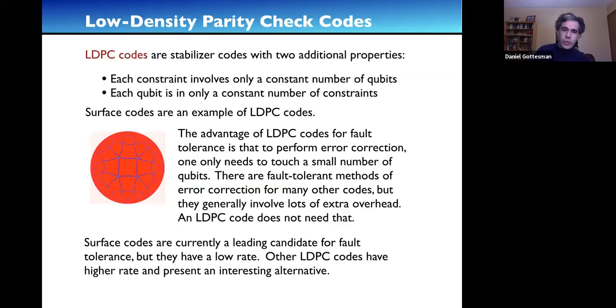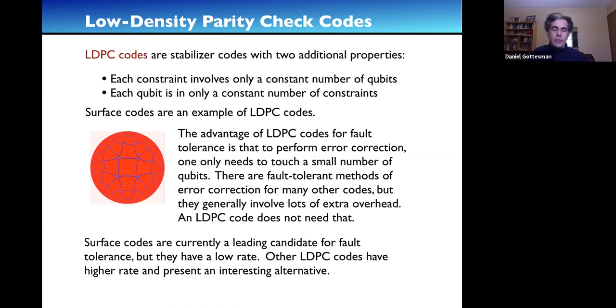And so the LDPC code is in the class of stabilizer codes. I'm not really gonna explain what stabilizer codes are, but they have two additional properties. So stabilizer codes, you have a bunch of constraints that are tensor products of Paulis. In the LDPC code, each of those constraints, each generator of the stabilizer, involves only a constant number of qubits. And then each qubit is involved in only a constant number of constraints.